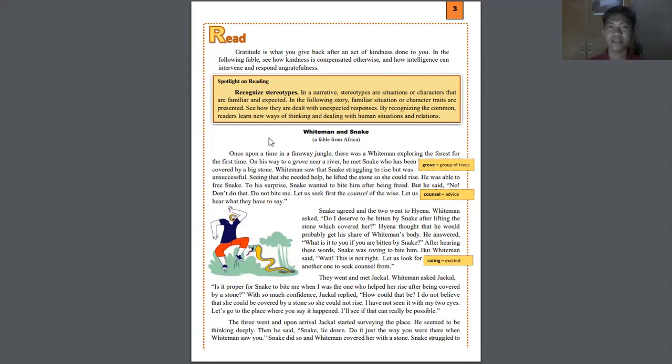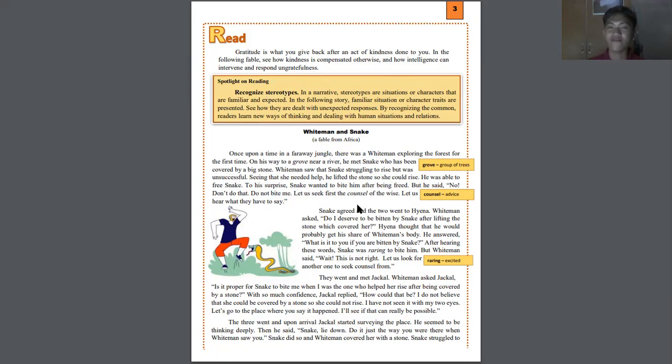So what I like is that there is an opening statement about what the topic is about, what the story is about. Then there is a spotlight on reading. So what is the story? What element can you find in the story? In this story, you can find that the student will be able to recognize stereotypes, so like that.